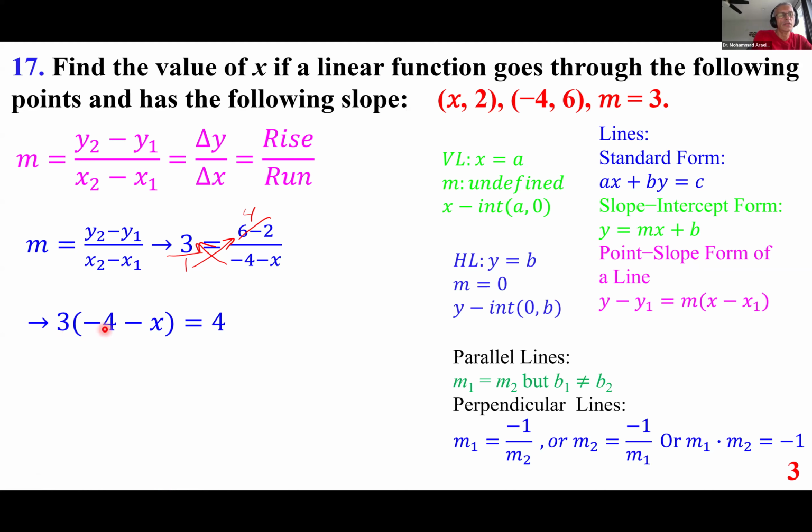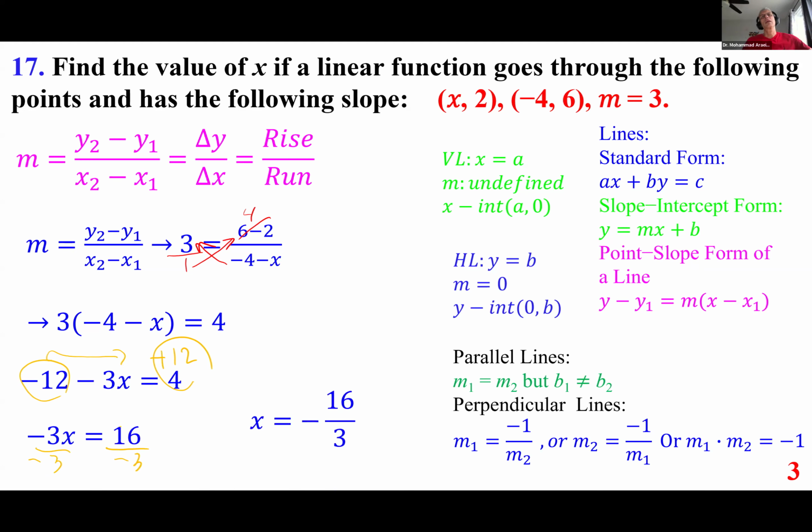We distribute, we get -12 minus 3x on the left side. We move the -12 to the other side, make it positive. We end up with 12 plus 4 is 16. Divide by -3, and x is -16/3.